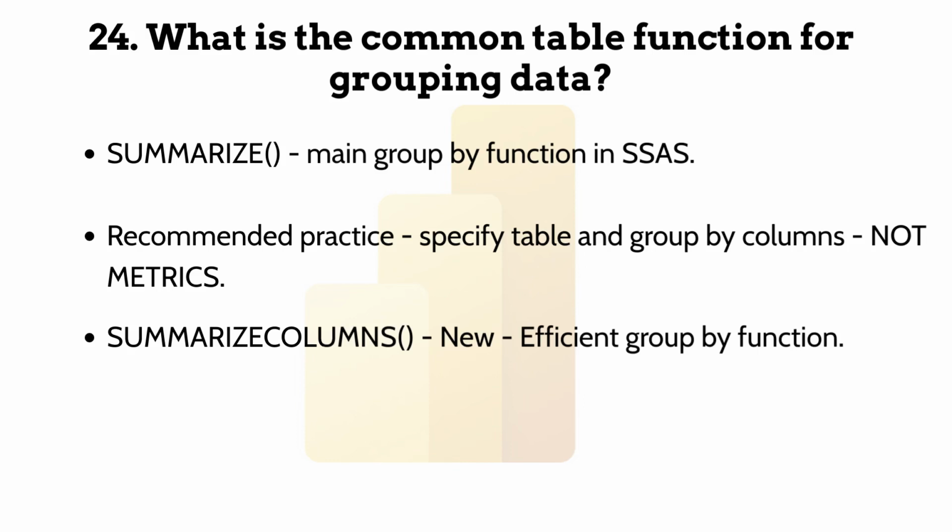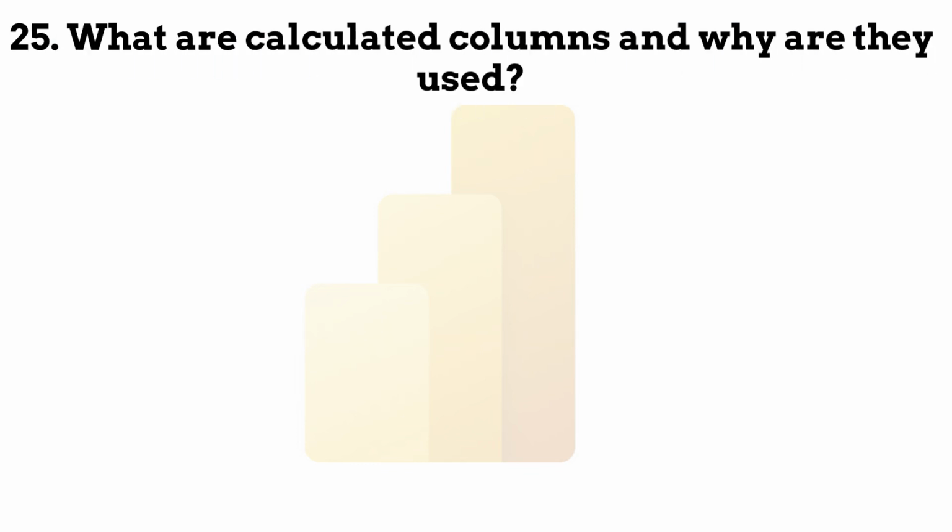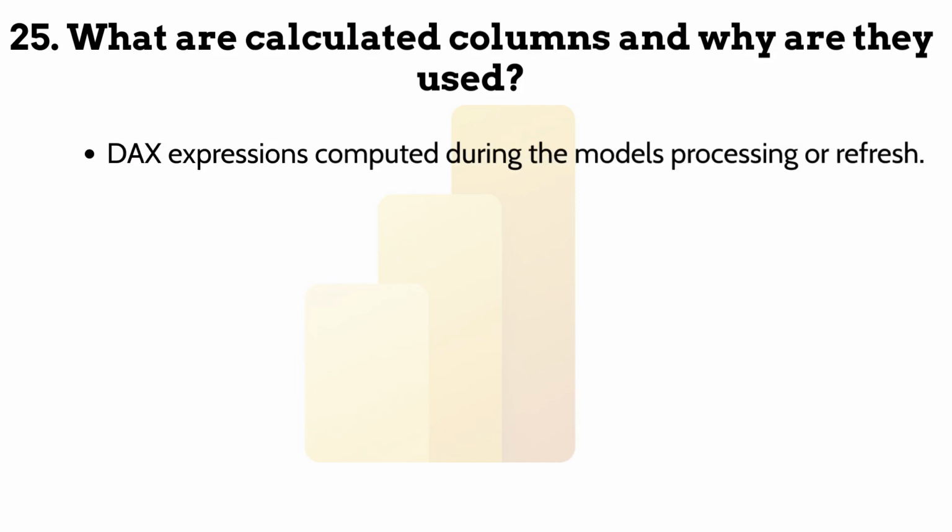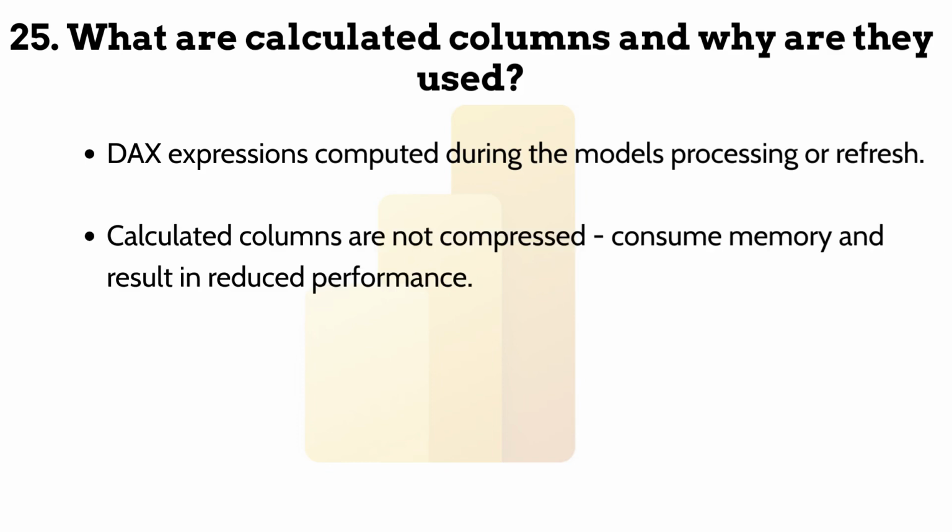The next common table function for grouping data is the summarize columns function. This is the new group by function for SSAS and Power BI. It is more efficient. The last question is, what are calculated columns? Calculated columns are DAX expressions that are computed during the model's processing for each row of the column. And they can be used like another column in the model.